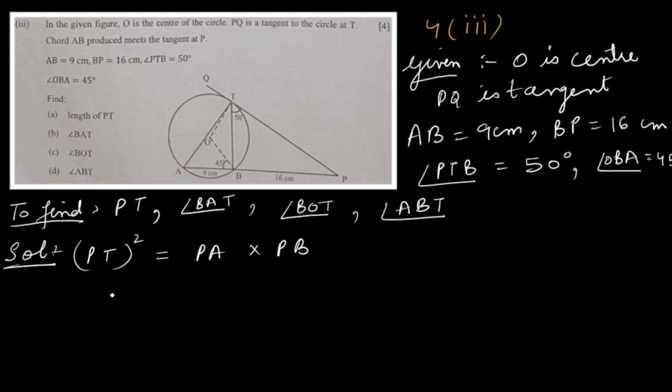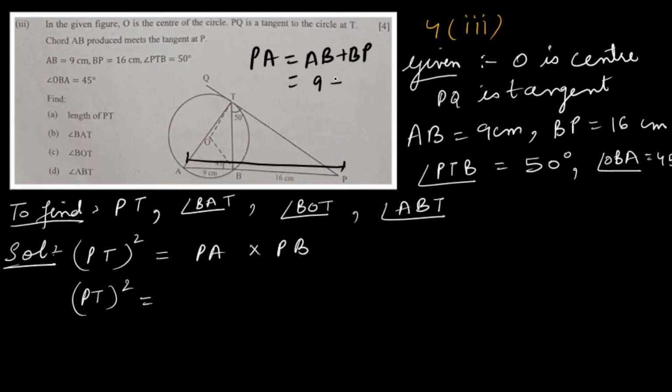So we have to find PT. PT square is equal to PA into PB. PA is not given to us. PA is the full line, so PA we can find. PA is AB plus BP. AB is 9, BP is 16. So 9 plus 16 is equal to 25. So PA is equal to 25 into PB. PB is equal to 16.